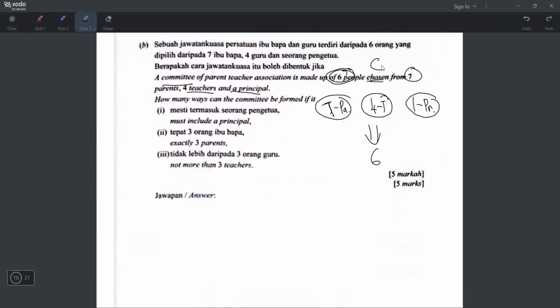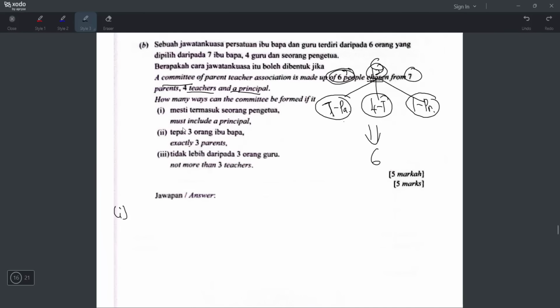When you choose, the order is not important. That means we will use C. 6 people chosen, but if you count the total here, 7 plus 4 plus 1 is 12. So if no condition, it means 12C6. It means from the total of 12 persons, you choose 6 persons to form a committee. So if there's no condition, it's 12C6.